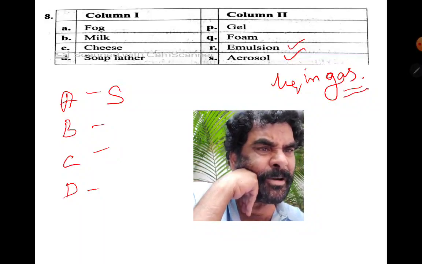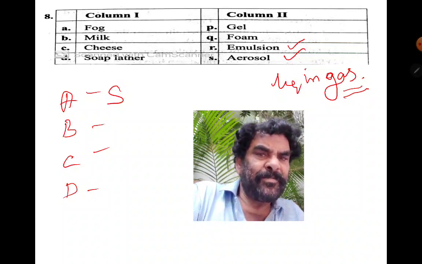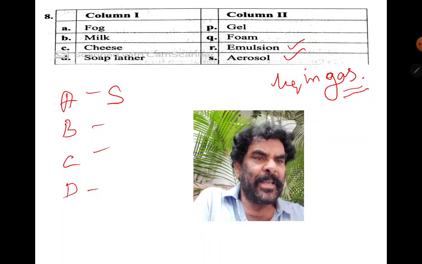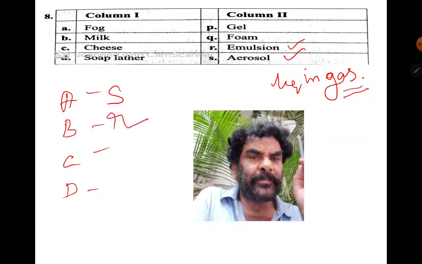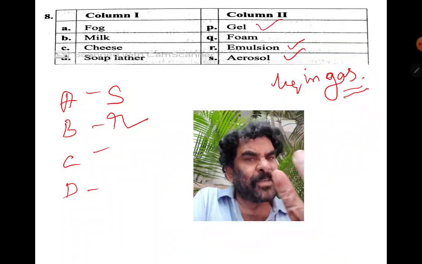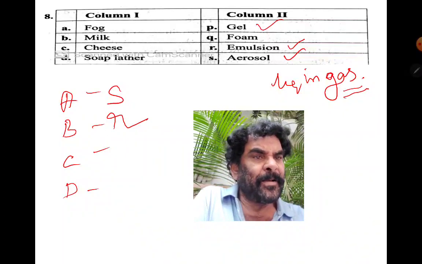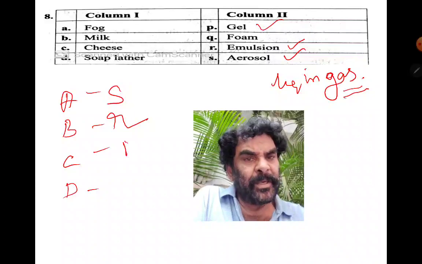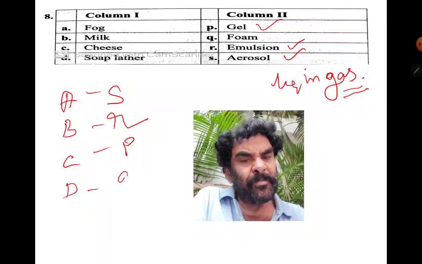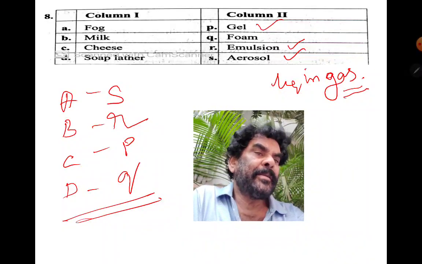Milk is an emulsion, simple. Why do you call it an emulsion? That is because oil, the fats, are dispersed in the liquid, the water. That is an emulsion. And cheese is an example of a gel. More of solid, less of liquid is trapped in it. That is, cheese is an example of a gel. Soap and lather, say foam. This is the case, right?